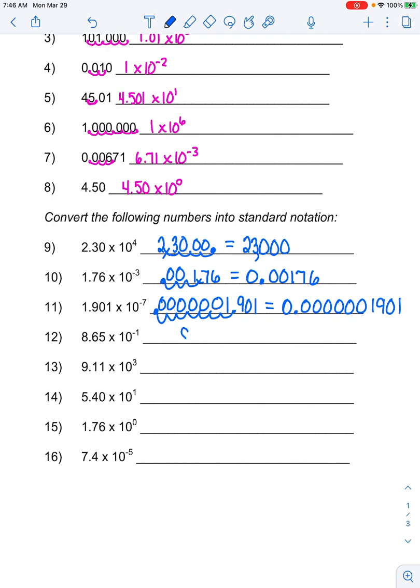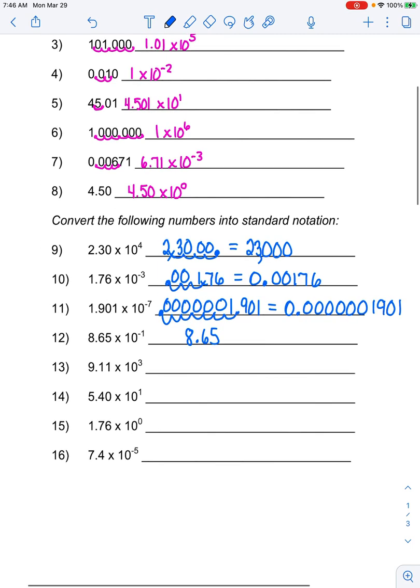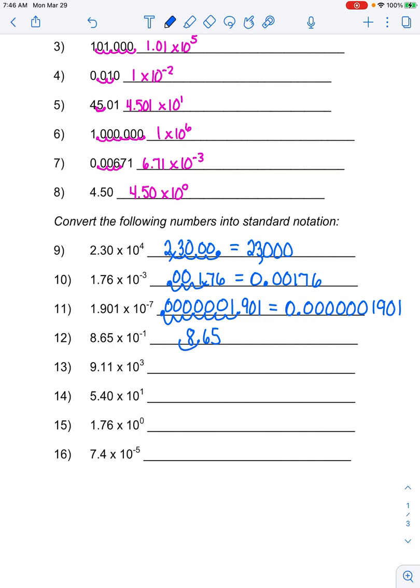Next, number 12, I have 8.65, and it says times 10 to the -1. So that means I'm going to move my decimal one jump to the left. So your final answer should be 0.865. Give yourself a check if you got that correct.